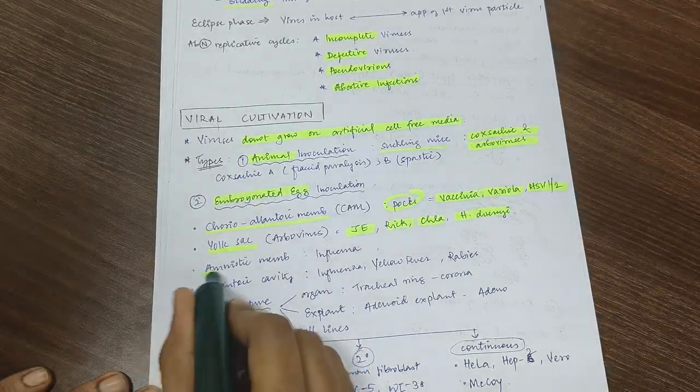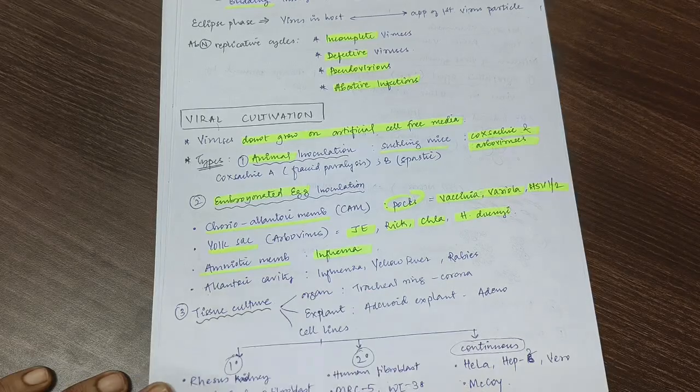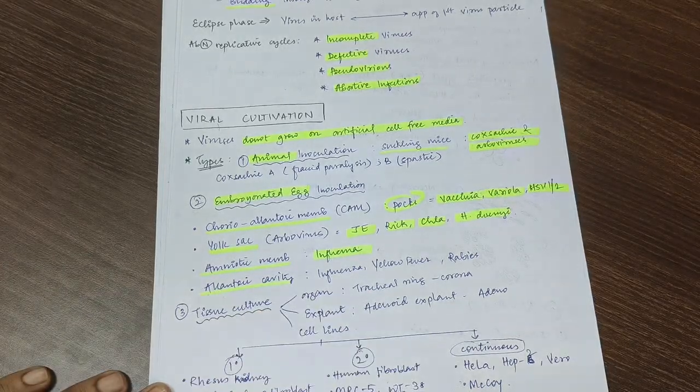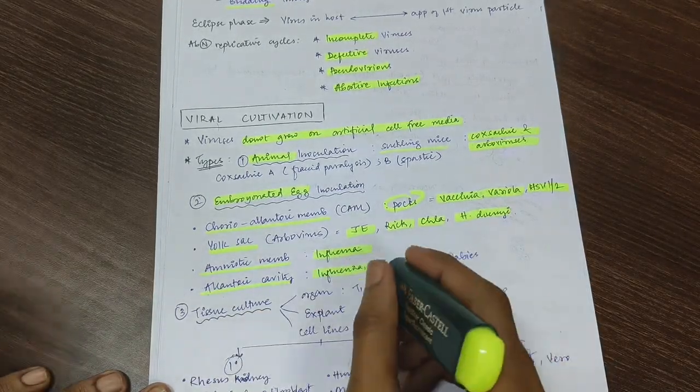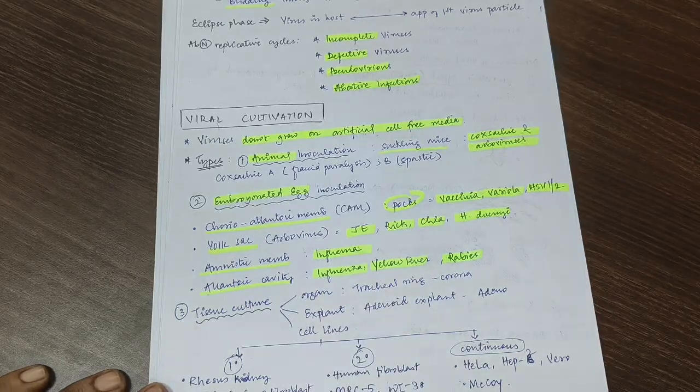Then the amniotic membrane is for influenza. Then the allantoic cavity is used for influenza again, along with yellow fever and rabies.